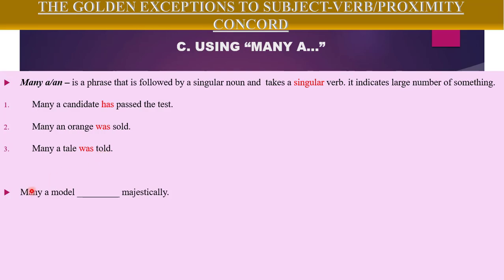Now answer this. Many a model, and you are given these options, walk or walks majestically. Which one are you going to select? What did we say about many a? We must select a singular verb. So what is the answer? The correct response is B. Many a model walks majestically.